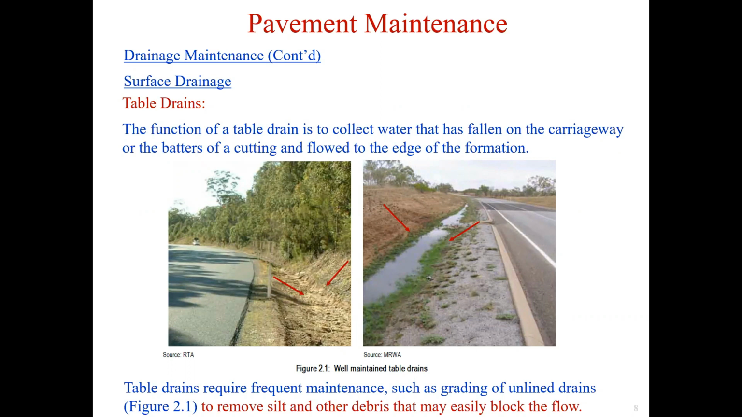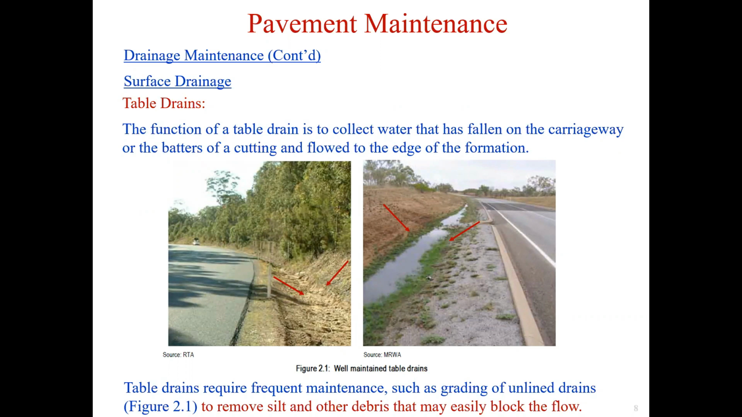Because table drains are often built on very flat grades to suit the road grade, they must have a large cross-sectional area with frequent discharge points where the water can escape. Depending on the nature of the material in which they are constructed and their longitudinal grade, table drains may need to be lined with stone, concrete, or bitumen seal to resist scouring.